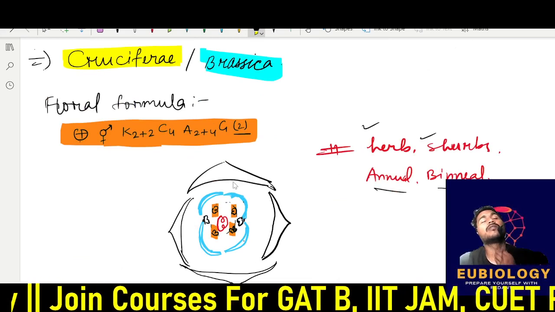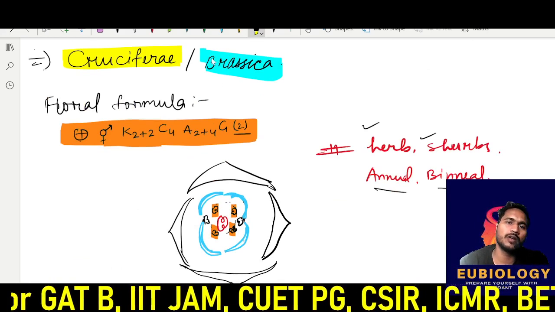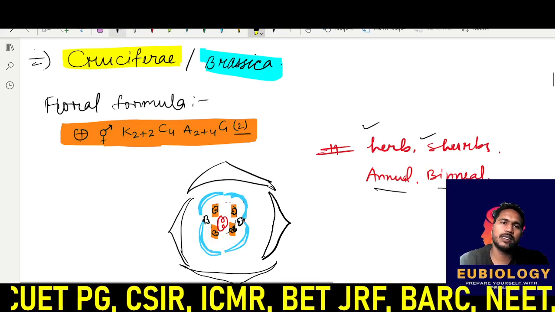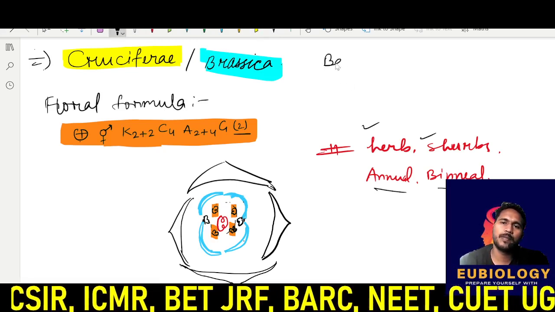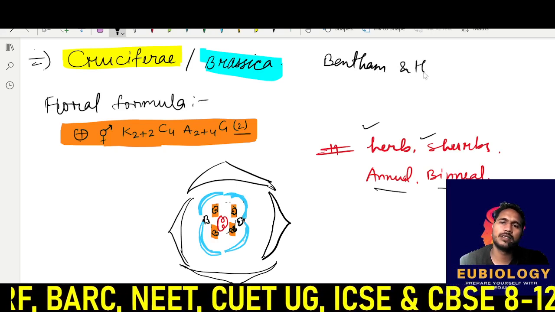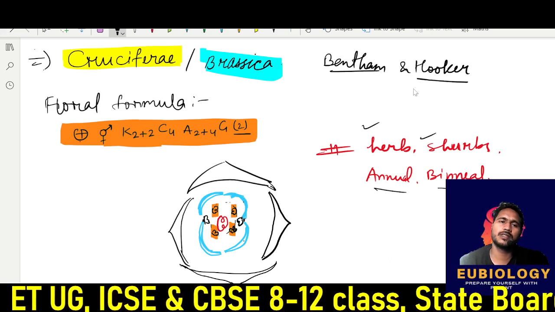The Cruciferae family is also known as the Brassica family according to the Bentham and Hooker classification. I can write it here so you will remember properly. Bentham and Hooker classification, they have given.